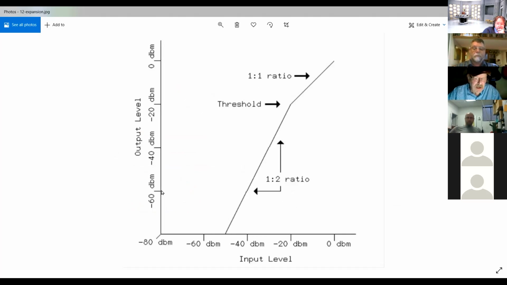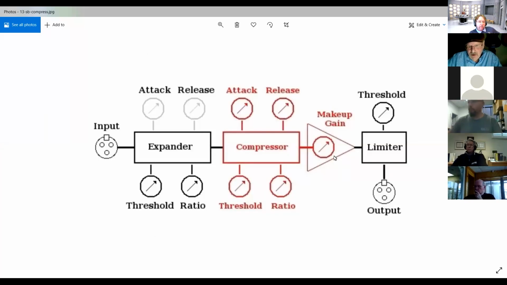So you can see at low levels, I've really reduced the signal. Look at this, at a level of 60 dBm in fact, you've got the threshold. That is going to be the threshold at which it begins compression by this ratio. You can set the threshold where you want it to start compressing at that ratio.